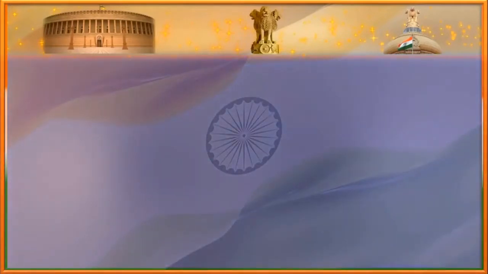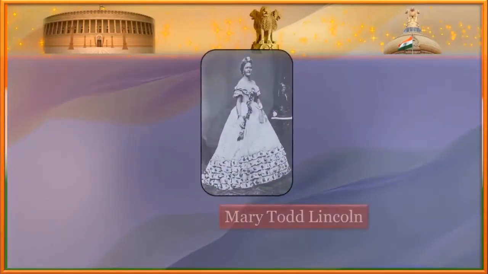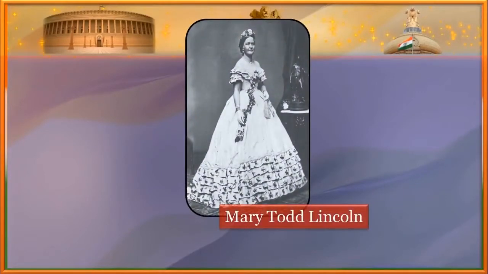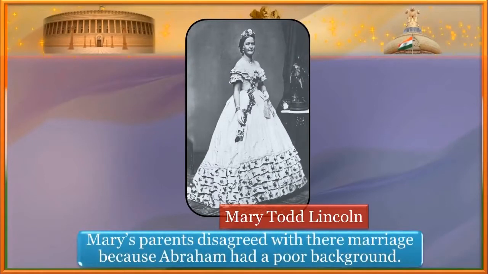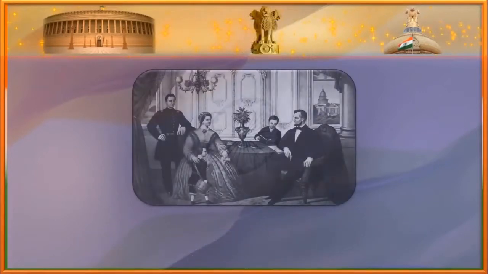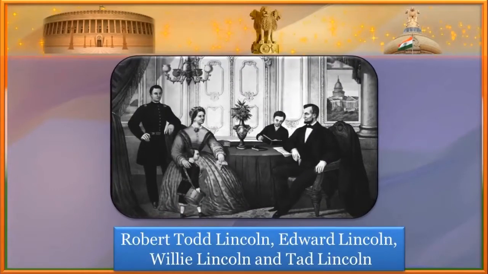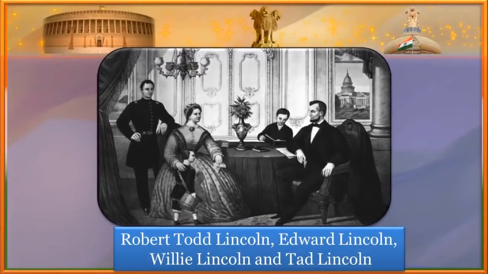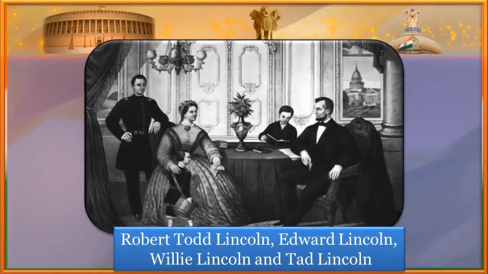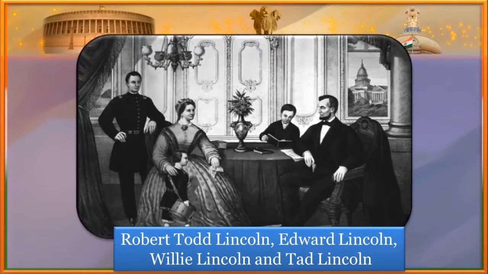His wife was called Mary Todd Lincoln, who was brought up in a very wealthy family. Mary's parents disagreed with their marriage because Abraham had a poor background. Abraham had 4 children: Robert Todd Lincoln, Edward Lincoln, Willie Lincoln, and Tad Lincoln. Only Robert Todd Lincoln survived into adulthood.